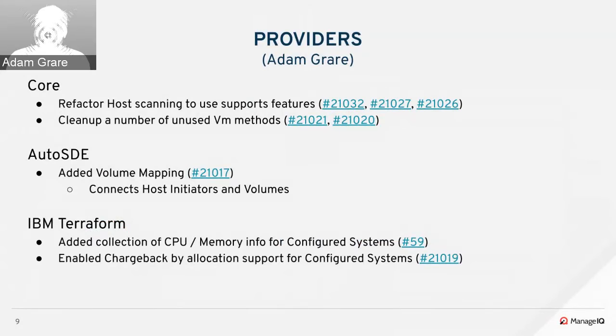On the IBM Terraform side, they added the collection of CPU and memory for configured systems. This is what's needed for chargeback support by allocation. So now when you provision with IBM Terraform, we are able to collect the configured CPU and memory and save that as a hardware record on the configured system, in addition to enabling chargeback support, which Harpreet showed. Next slide.